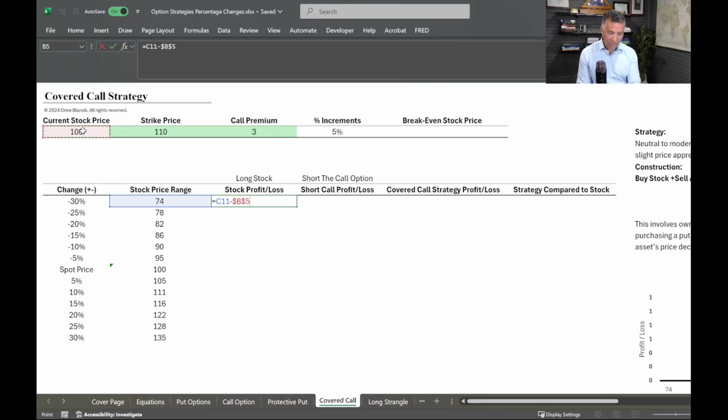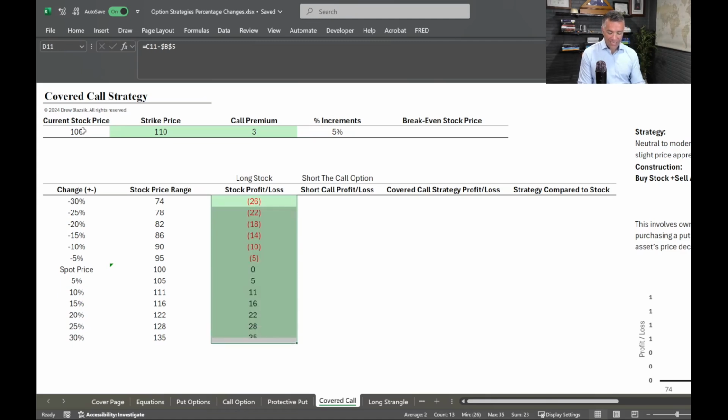So I'm going to hit function F4. I'm going to make that an absolute reference. I don't want the 100 to change. I paid 100, and then I want it to adjust to the stock price. So we'll drag that down, hit Control D. That's going to give us our different profits.